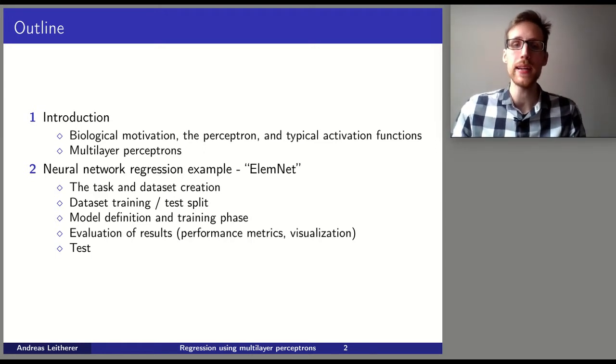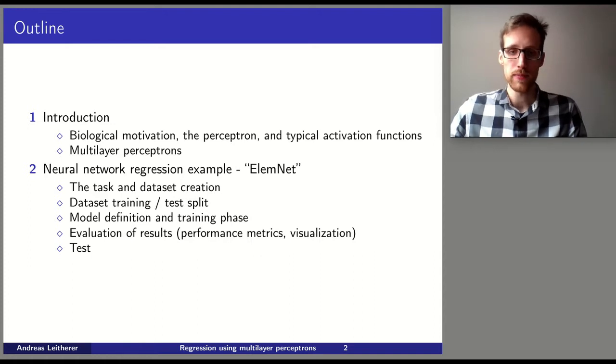We will then use those multilayer perceptrons to tackle a specific material science regression problem using the so-called LMNet architecture. We will discuss in detail the task and the dataset creation and the typical steps that you have to take in a machine learning project, namely training test split, model definition, training phase, and of course evaluation of the results using typical performance metrics and visualization techniques. And at the end, we will test the model.